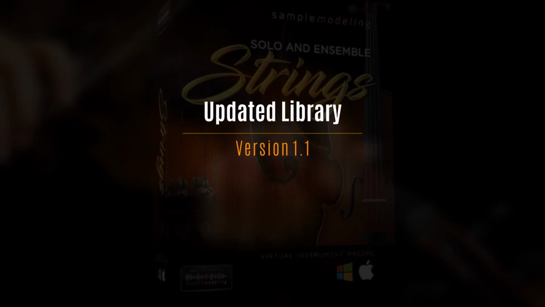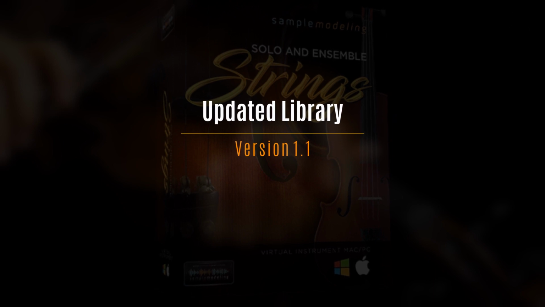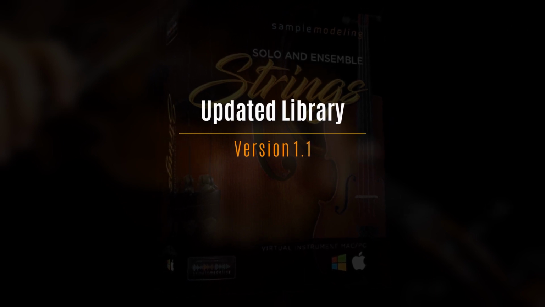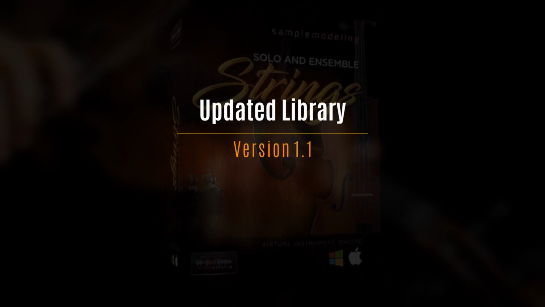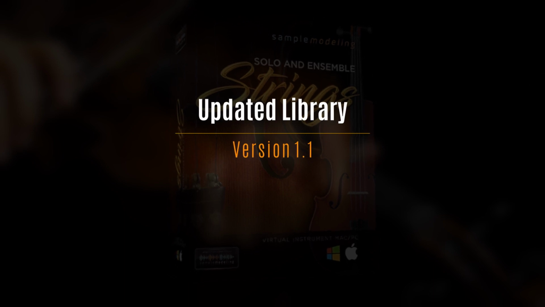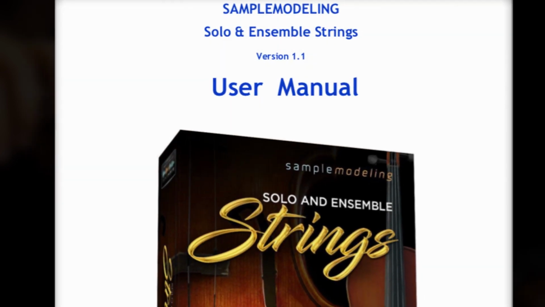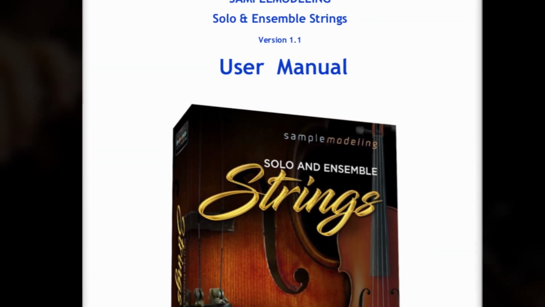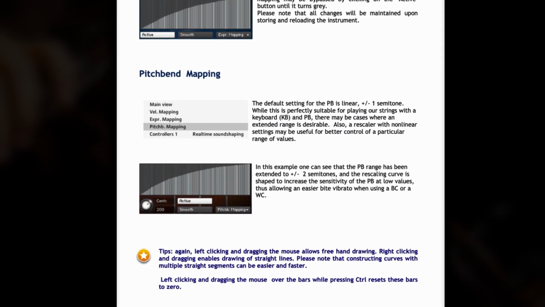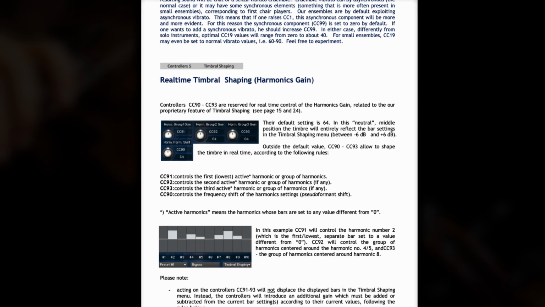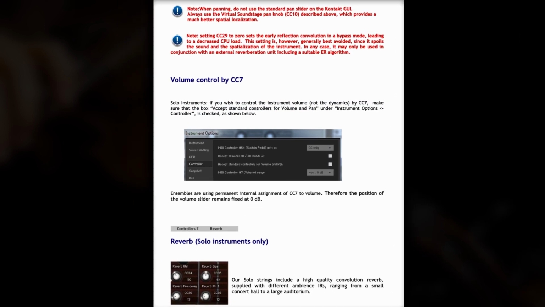This is the updated version of Solo and Ensemble Strings, version 1.1, and I'm told there are several improvements over the last iteration. One thing I'll say is that in order to get the most out of the library, you absolutely need to read the manual. Yes, you can play it convincingly straight out of the box, but there are a number of controls for each instrument that can be tweaked to your heart's content. I'll leave a link below that explains it all much better than I can.